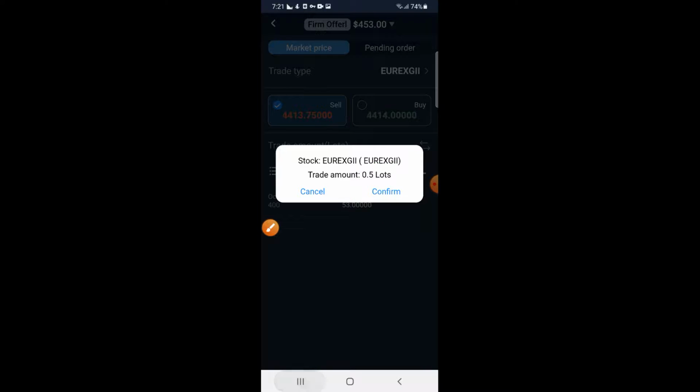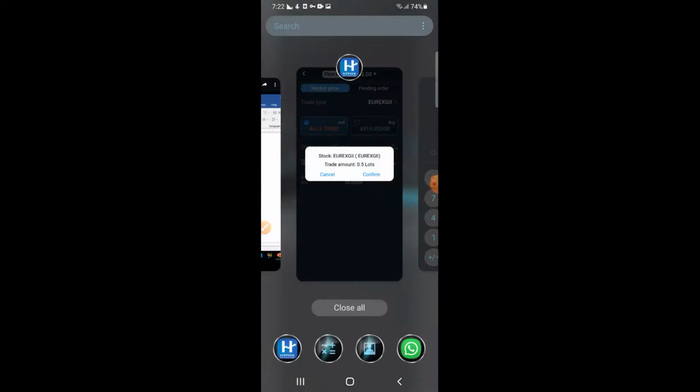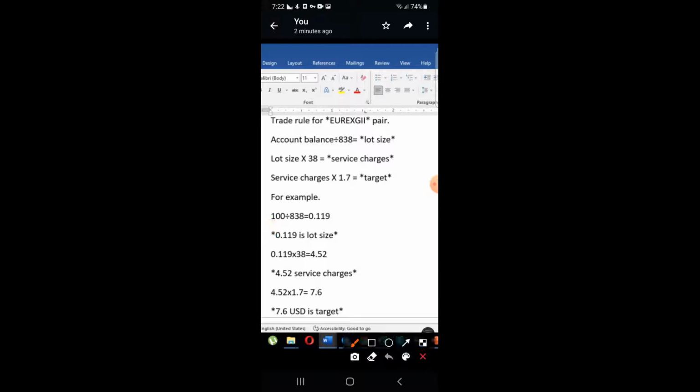This is your lot size, and your next step is what? This step is done: how to calculate lot size. Next step is what? Lot size multiply by 38. This is what? This is the broker fee, or service fee, service charges.